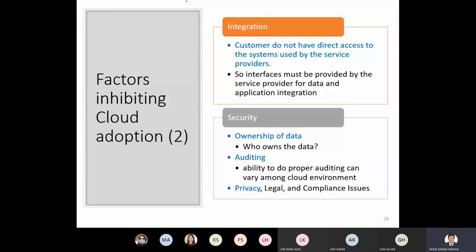So for security, people are still thinking that we are not the owner. So who owns the data? For auditing purposes, they think that if my company's own data is on the cloud, how can I audit it? Maybe they're keeping the data and maybe they're using it for different purposes.